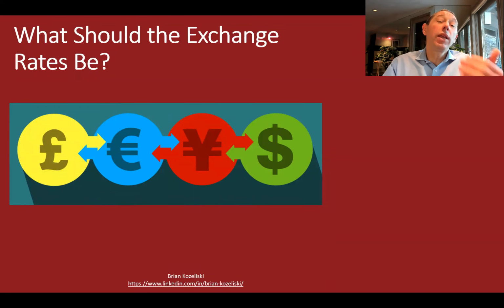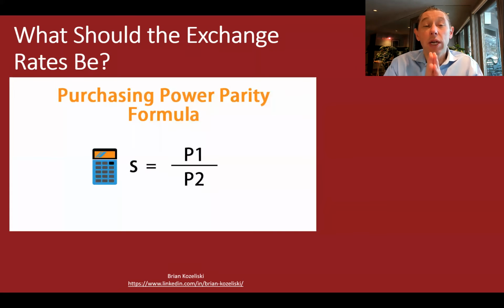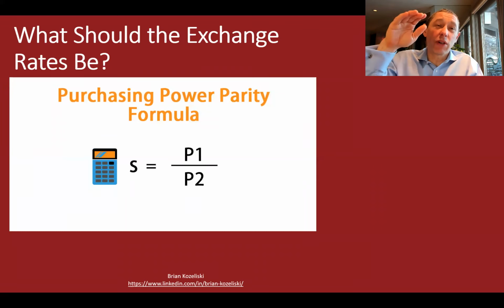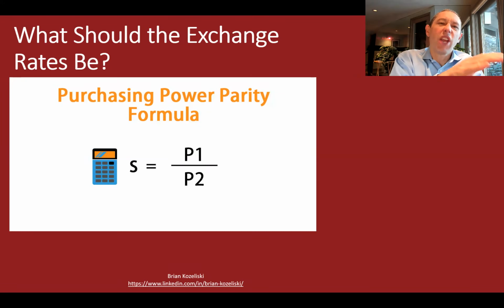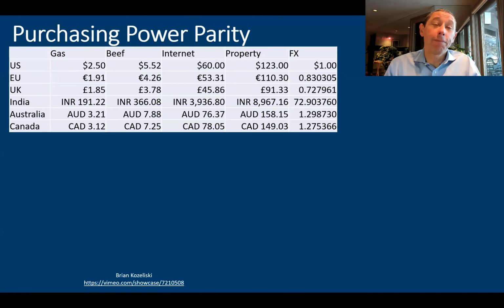Now, one way to do that is through something called purchasing power parity. So what we're going to do here is compare the price of an item in one country with the price of an item in another country. We're going to use that ratio of those two different price differentials to determine what that exchange rate might be, whatever the spot rate might be. Now, let's go ahead and do that.